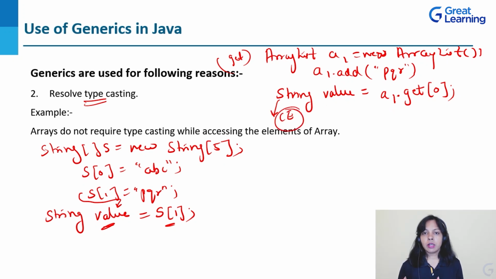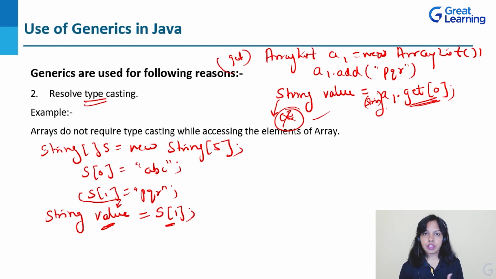Why? Because it requires an explicit typecasting. Because the compiler will not get to know what type of data is stored at this place, because it was not specified while the object of ArrayList was being created. So what you have to do in this case is explicitly write String. Then only this will be converted to string type, and then it will not throw any compile time error. So explicit typecasting is required here.